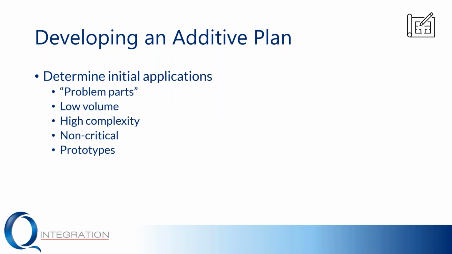After you've done this, go ahead and try to determine some initial applications. It's really important to work with your partner on this one because a lot of times they'll be able to help you qualify this and determine whether or not it's possible. They might even be able to provide sample parts or qualification parts to help you prove it out.